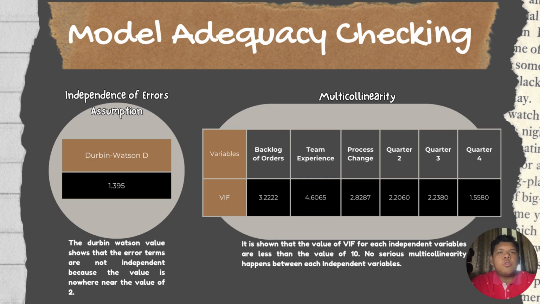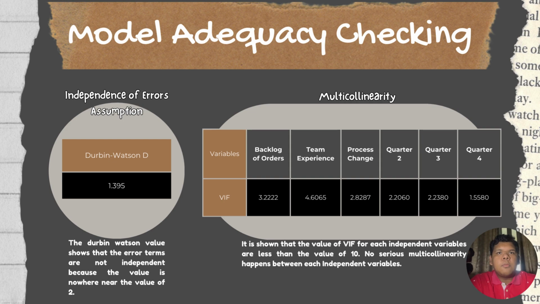The third one, we want to test whether the error terms are independent of each other. So we run a Durbin-Watson test in order to find out whether the value is near 2 or not. So we got the result of 1.395. It is not between 1.5 and 2.5, so it violates the assumption of independence of errors.